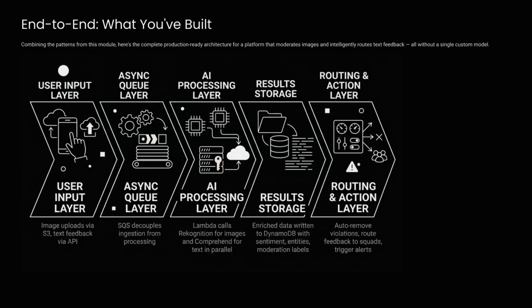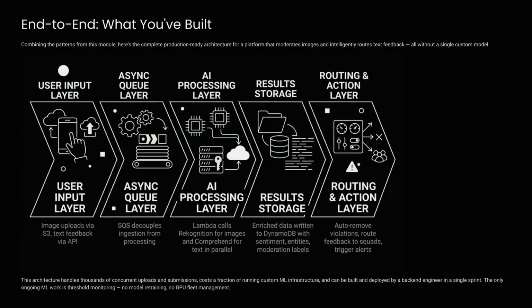This end-to-end serverless architecture handles image moderation and intelligent text routing without a single custom model. It costs a fraction of custom ML infrastructure and can be deployed quickly, requiring only ongoing threshold monitoring.